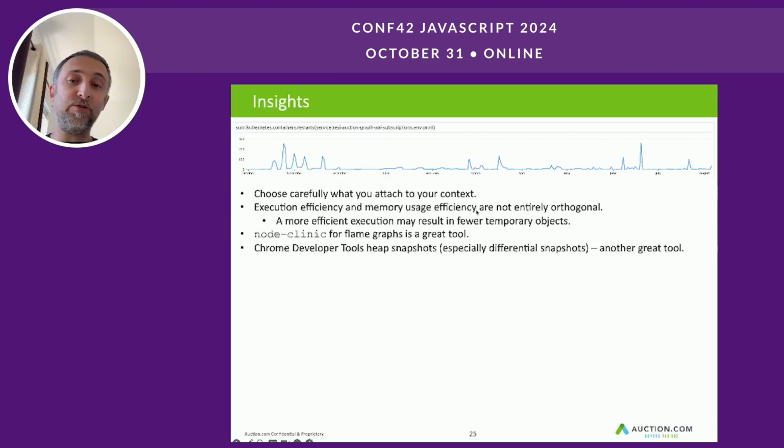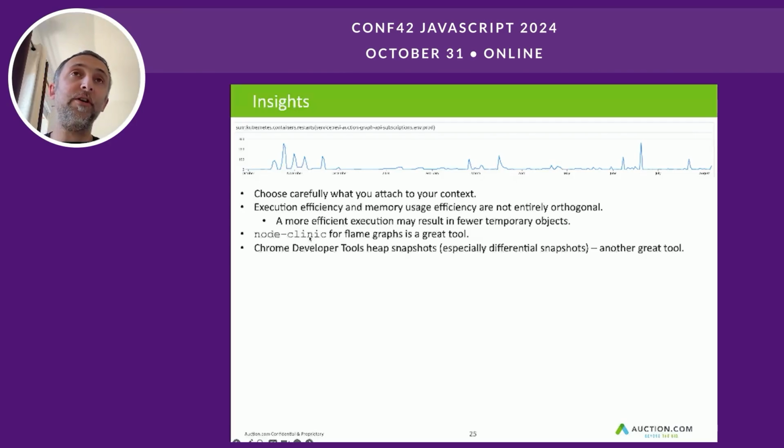Then execution efficiency and memory usage efficiency are not entirely orthogonal. Like we saw, we improved execution efficiency and memory consumption actually went up instead of staying where it was. So yeah, they're not independent. They are related, which can be related in a positive way or a negative way. So improving execution efficiency is never a bad idea, but if it kills your memory consumption, then you might want to think twice about it or find out why, of course.